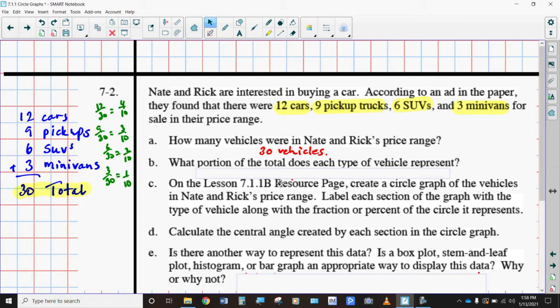So what portion do all these vehicles represent? There we go. We could write them as fractions in simplest form, or we can write them as percents if we choose to. Okay, so then it says in this year, I don't know that you have to download this. You could probably just draw the picture in your journal, but there is a resource page that I have attached to the Google Classroom. If you wanted to print it off, it makes it a little bit easier to create a circle graph for these different price ranges and then label each section of the graph.